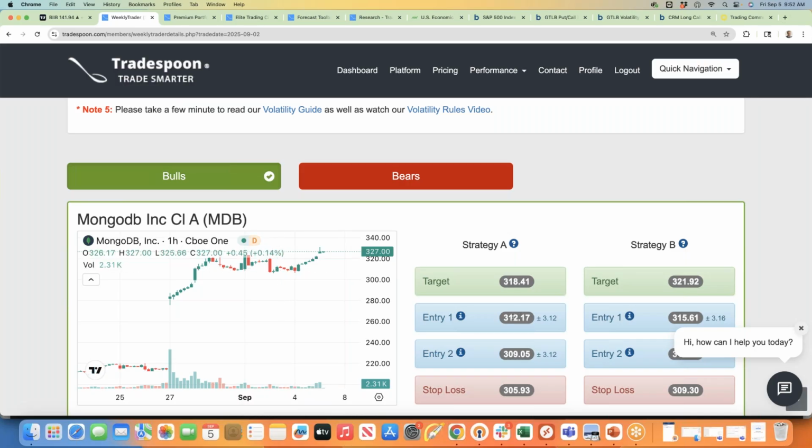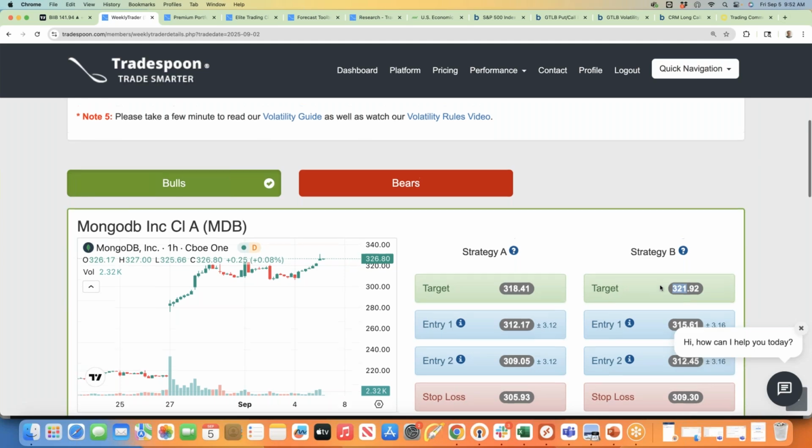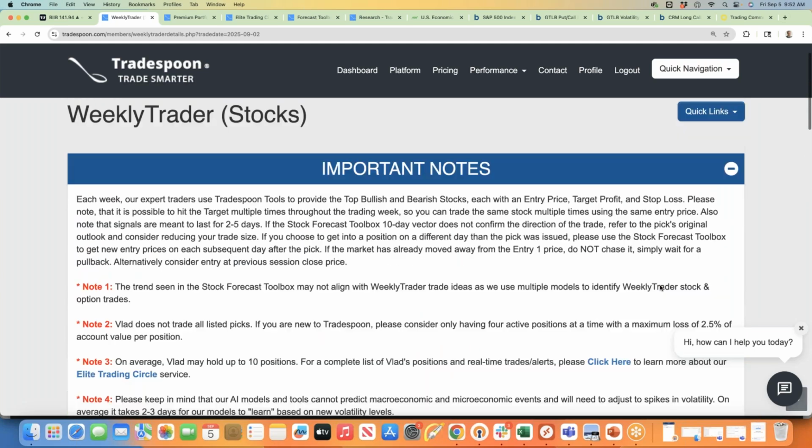You can buy it at Friday's close, or you can look at the predicted low, right? Friday's close or predicted low, and then you exit out if it reaches, in this case, 2.5%. MongoDB moved 2.5%, and then you would be out of this trade. So these are the trades you kind of have to manage on your own.